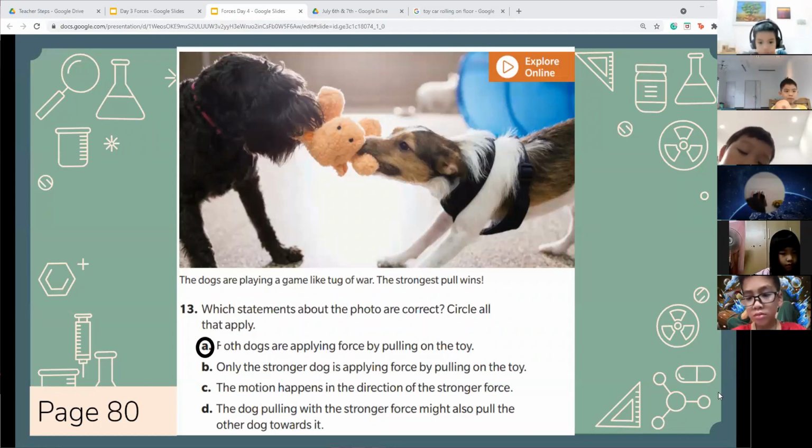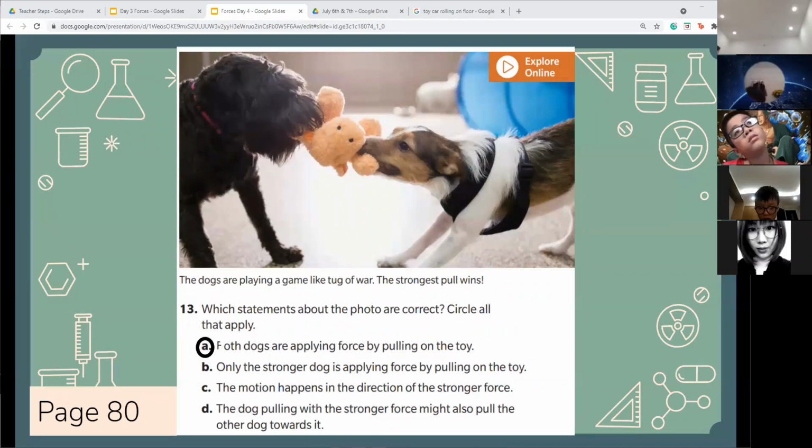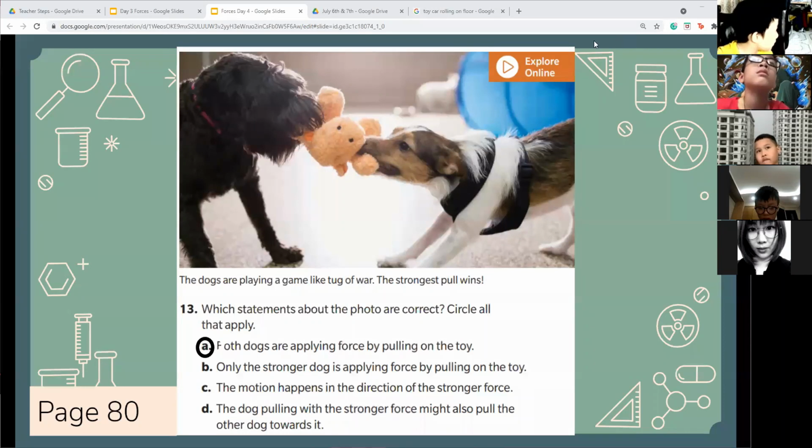Okay, let's have Nick. Can you unmute? Can you read letter B for us? Only the stronger dog is applying force by pulling on the toy. Okay, so is only the stronger dog applying a force, or are both dogs? Both dogs. So is B correct? No, B is false. So I'm going to get rid of B.